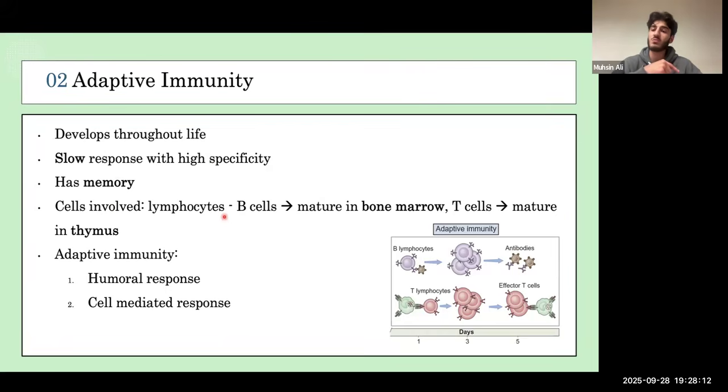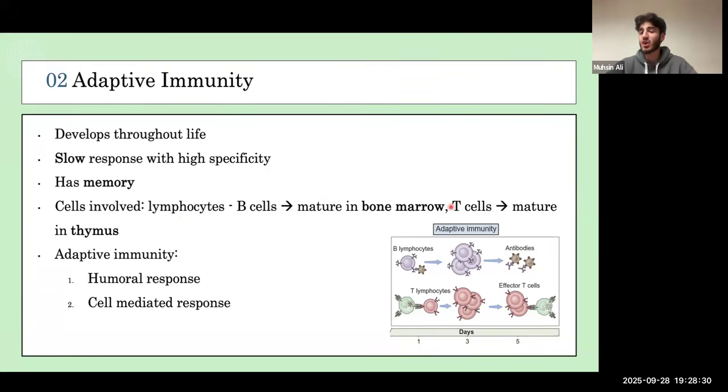So the cells involved in your innate immunity were which ones? They were the phagocytic cells, which are your neutrophils, macrophages, and dendritic cells. In your adaptive immunity, you have the lymphocytes. The lymphocytes are your B cells and your T cells. What you need to know about these cells is that they are both made in the bone marrow.